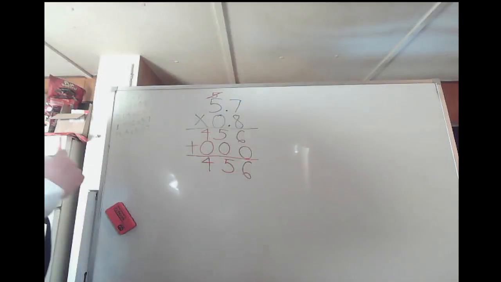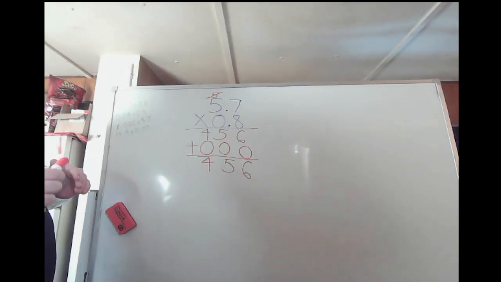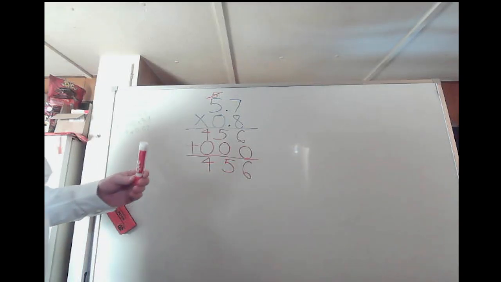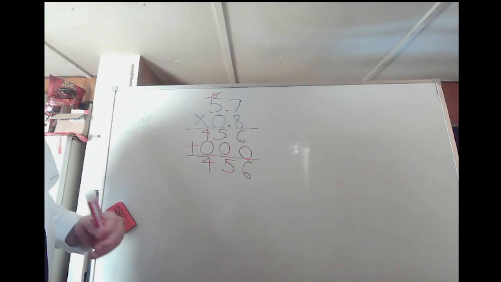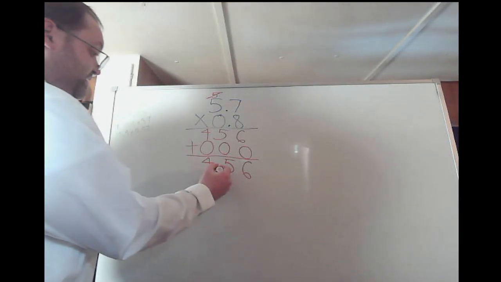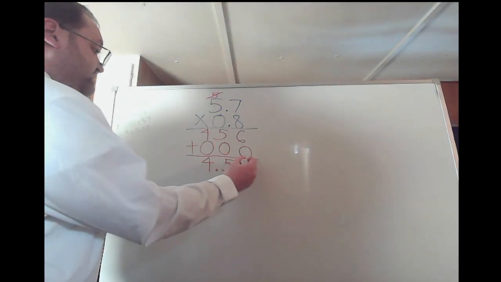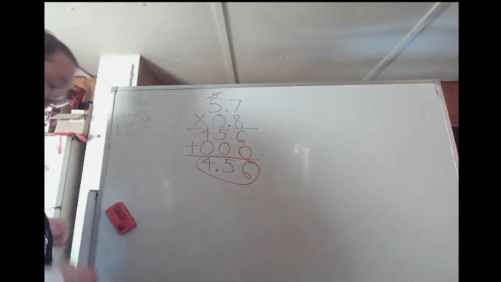Now, where it gets difficult is, what we need to do is figure out how many decimal places each term has. First term has 1. Second term has 1. So 1 plus 1 is 2. We need to have 2 decimal places. So the answer to this equation would be 4.56.